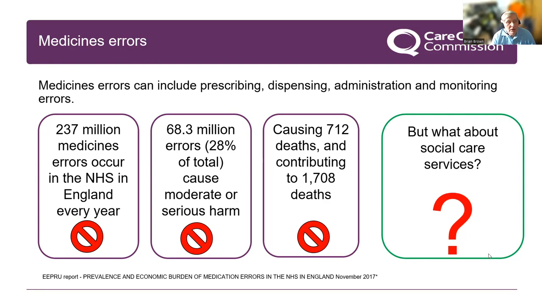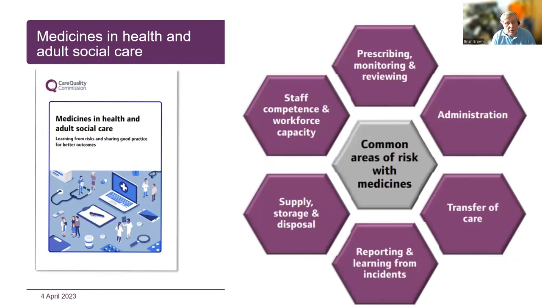If we move on, please, Karen. Although we've got no information being collected centrally, we produced a report in June 2019 called Medicines in Health and Adult Social Care. And that allowed us to pick out six key themes around risk areas around medicines. So it's about prescribing, monitoring, and reviewing, the administration of medicines, the transfer of care between settings, reporting and learning from incidents, the storage, supply, and disposal of medicines, and particularly around staff competence and workforce capacity.